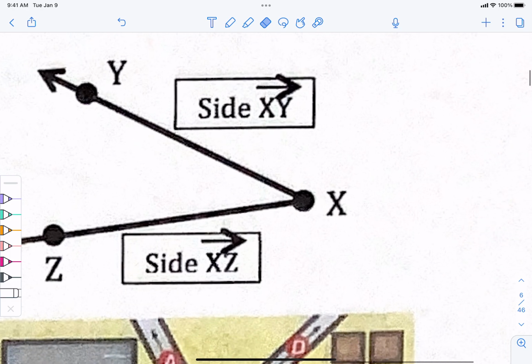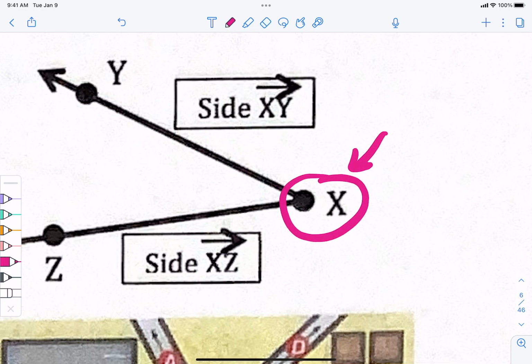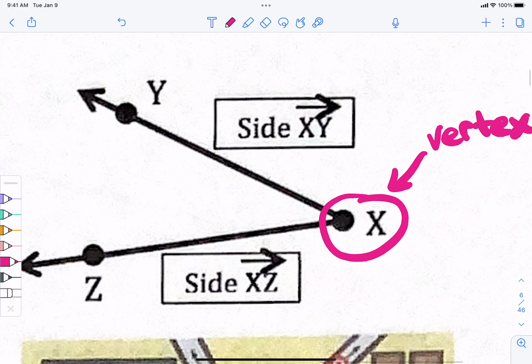Okay. X is called the, you know what that's called? Vertex of the angle. Okay? And then we have sides to the angle. So this is side XY and side XZ. Now, when you're naming the sides of the angle, what did they do special? They draw an arrow over top, and what letter comes first?